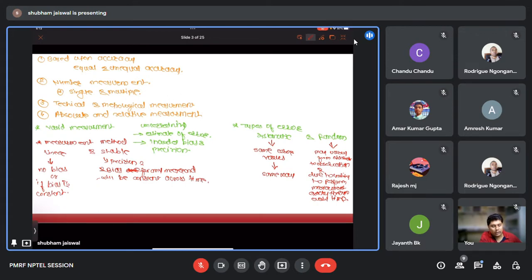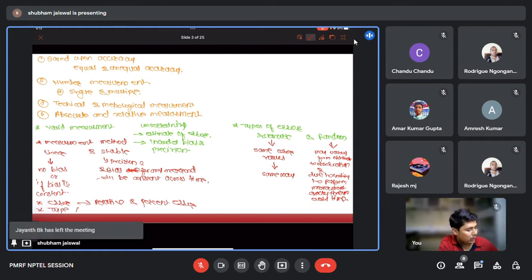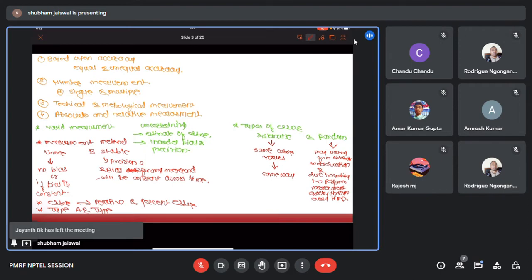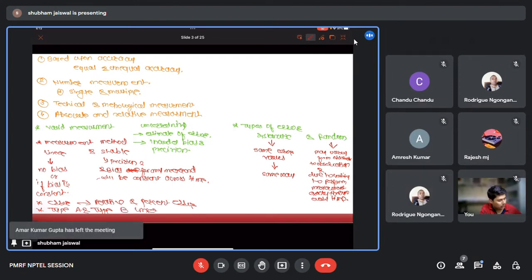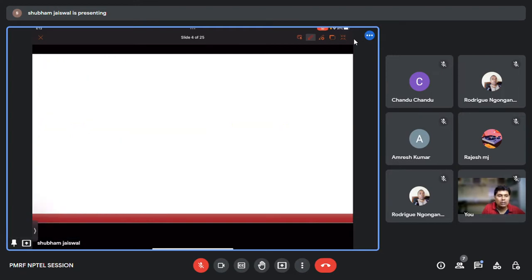Then we have seen the error like relative and percent error. Also the type A and type B uncertainties. So, and after that we saw what is data versus information. Okay, data versus information. So what is data?